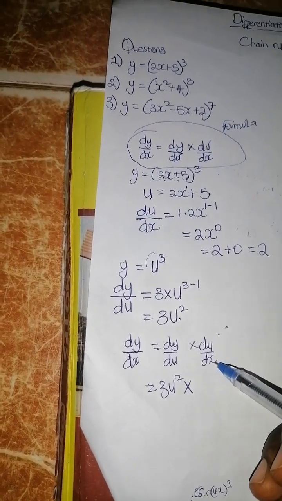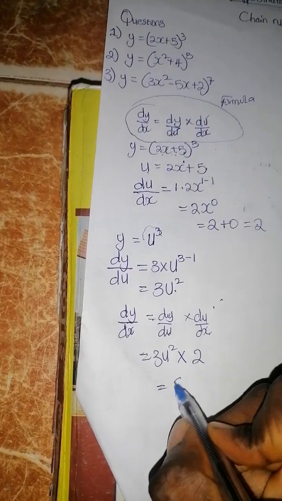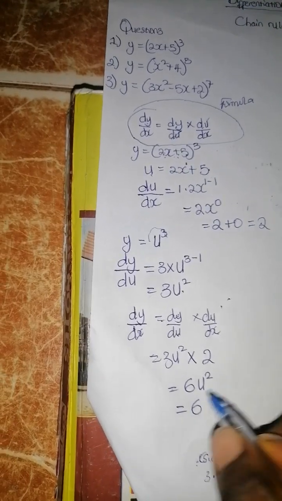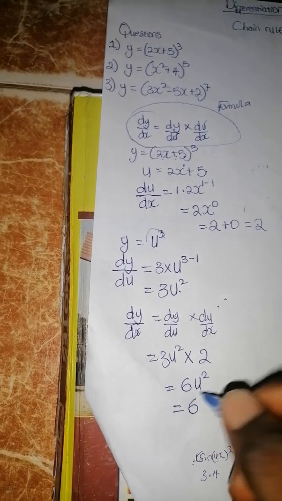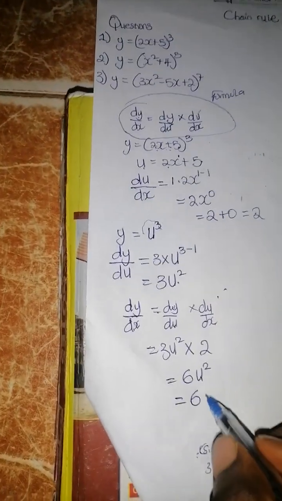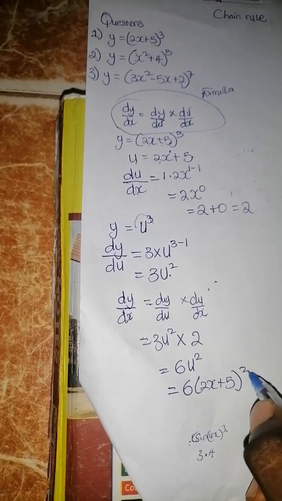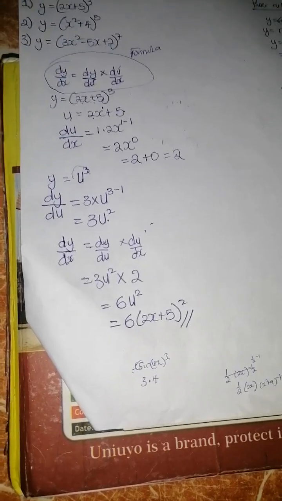du over dx is what? 2. So we have what? 6u squared, which is what? 6. My u is what? My u is 2x plus 5. Remember your square. That is your final answer.